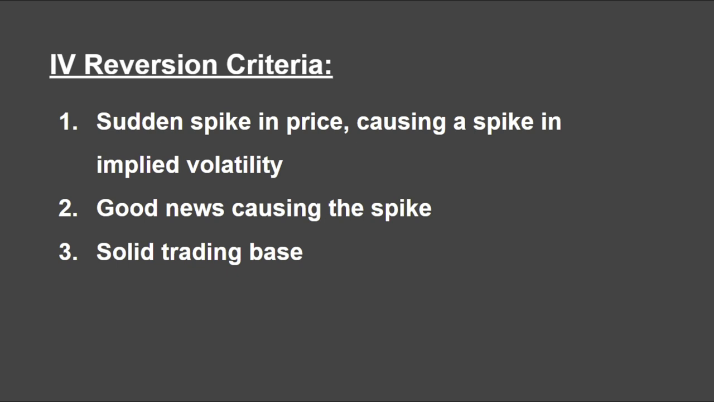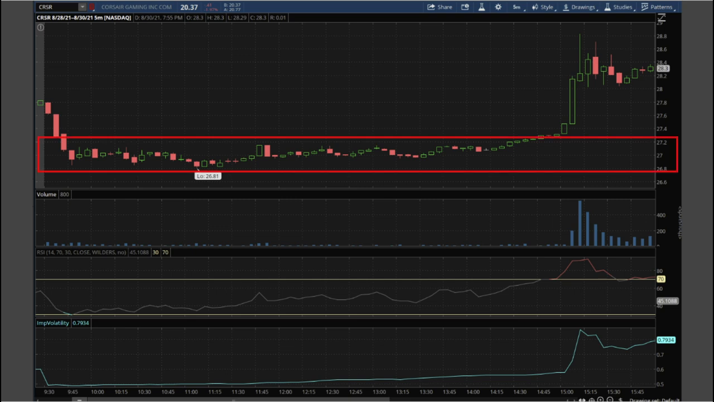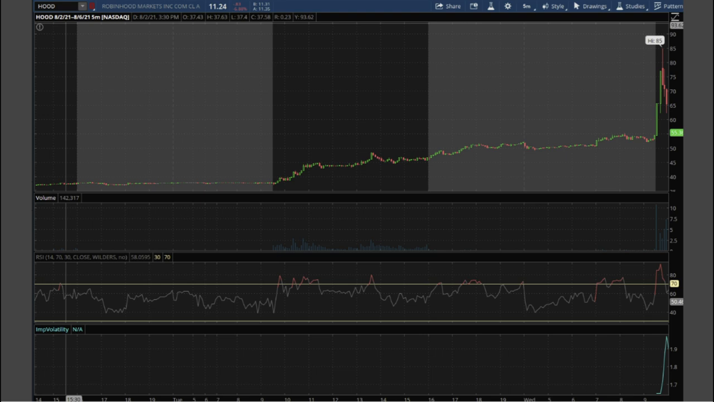And of course, the third is a solid trading base that we like to look at when deciding where to sell that cash secured put. A great example is if we flip back to this Corsair chart, we see that it spiked up from 27 up to 28, 29-ish. So we said, okay, we could consider high 26s, low 27s to be the previous trading base. So we were comfortable selling cash secured puts anywhere at or below this level. Similarly, with Robinhood, if we pulled this chart up as well, it was trading at 40, 50. We could consider that to be the trading base.